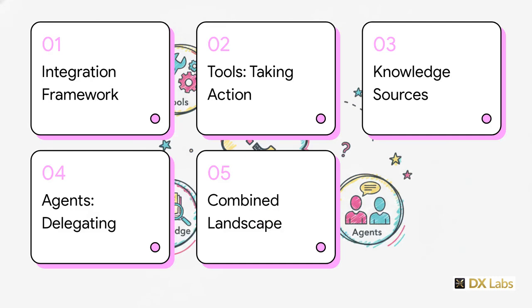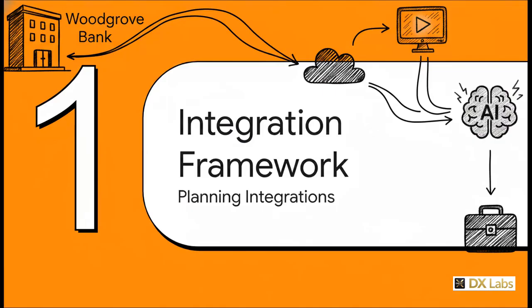We'll be covering 5 key areas today: the Copilot integration framework, tools for taking action, knowledge sources for answering questions, agents for delegating complex tasks, and finally, combining the integration landscape. Section 1. The Copilot Integration Framework.